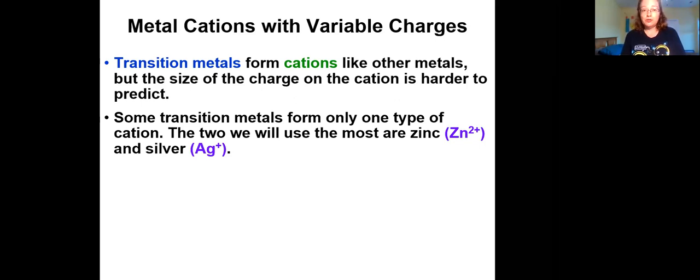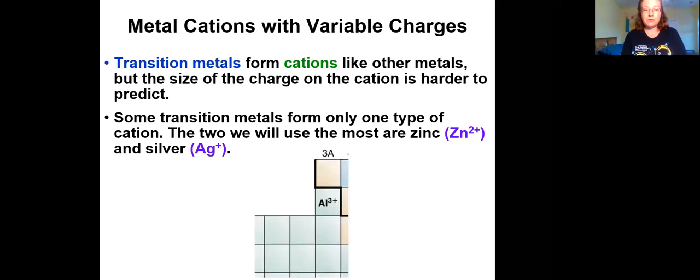The two that we're going to use the most are zinc, which has a +2 charge, and silver, which has a +1 charge. A mnemonic trick, a memory trick for you: you know aluminum in group 3A will always have a positive 3 charge. Look at a downward staircase. Here we have zinc, one box to the left and down. He will always have a +2 charge. Come one more spot down on the diagonal, there's silver, which always has a +1 charge.